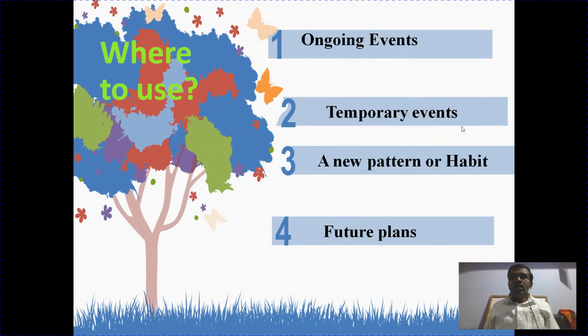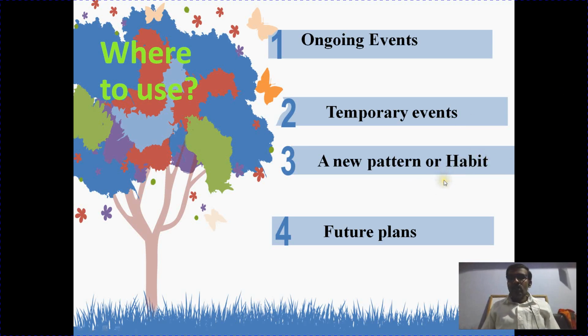So let us take this present continuous tense in detail. Why use it? In what ways can this tense be used? I have listed four major uses here. The first one is ongoing events. This form can be used for expressing ongoing events, the second one is temporary events, and the third one is a new pattern or habit.